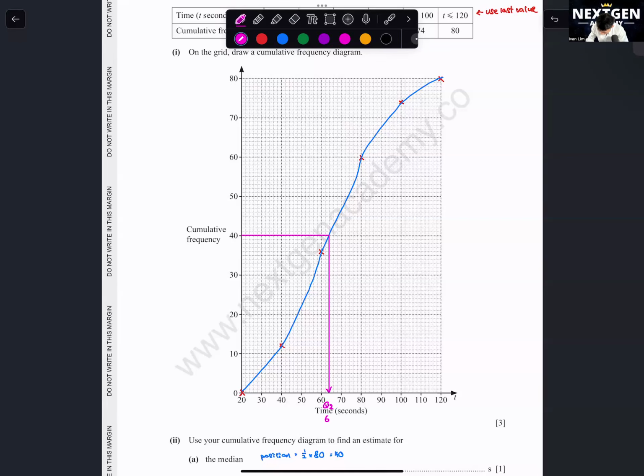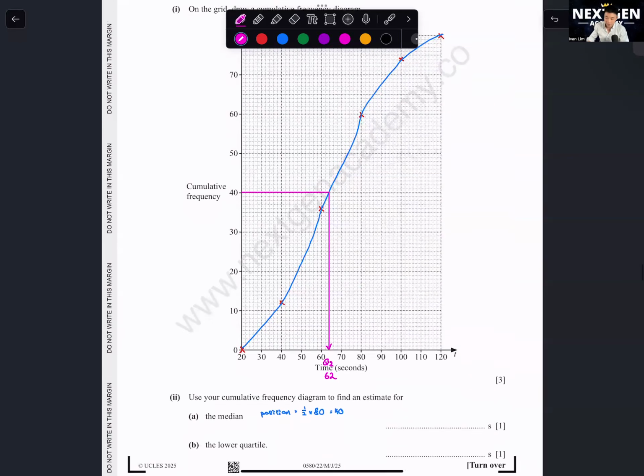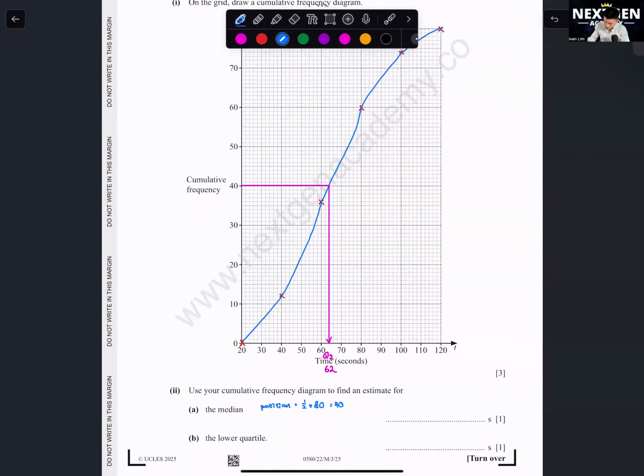Okay, Q2, 62. They will give you a range of values, so your value should be around here also. For the lower quartile, you find the position first. Lower quartile is 1/4 times 80, so your 20th value. The 20th value is here. Go down. According to mine, it is at 49.